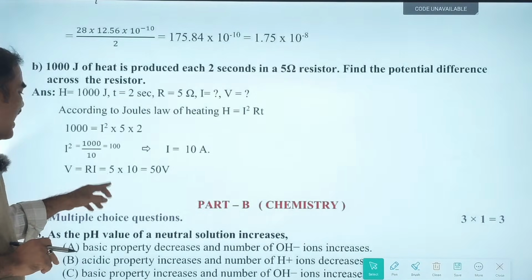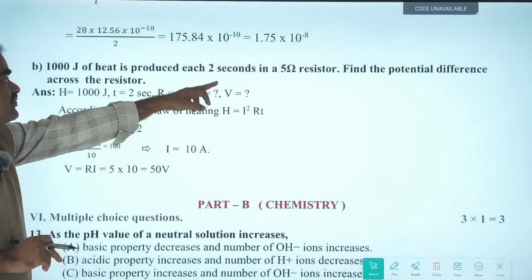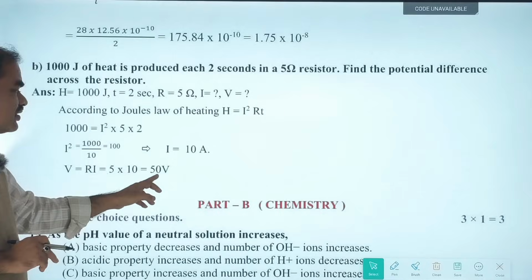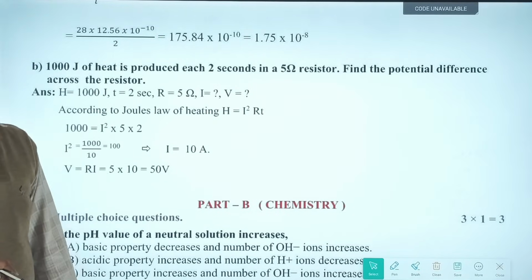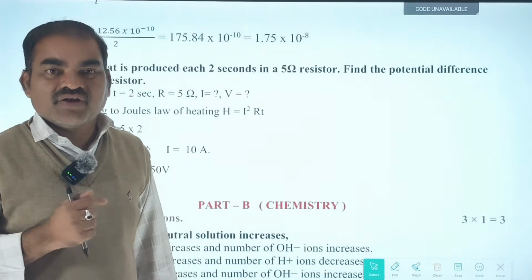So V equals R I. Resistance is 5. 5 into 10 is 50 volt. Okay. So this is about Physics model question paper 4.